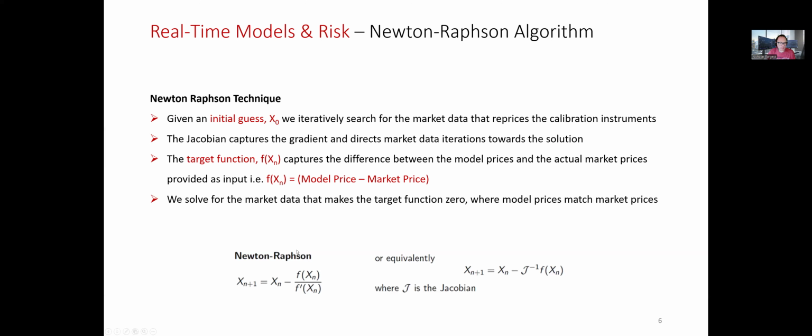Now here at the bottom, this is how we normally see the Newton-Raphson formula quoted. The x's would be the market data, f of x is the target function, which is the difference between our model and the market price, and f prime is the derivative, which is our Jacobian. Equivalently, quite often when you're thinking about the Jacobian itself, we write out Newton-Raphson in a very similar format, but instead of having f prime represent a derivative, we just use J. It's just an equivalent representation of the same thing. So I tend to use this J representation.